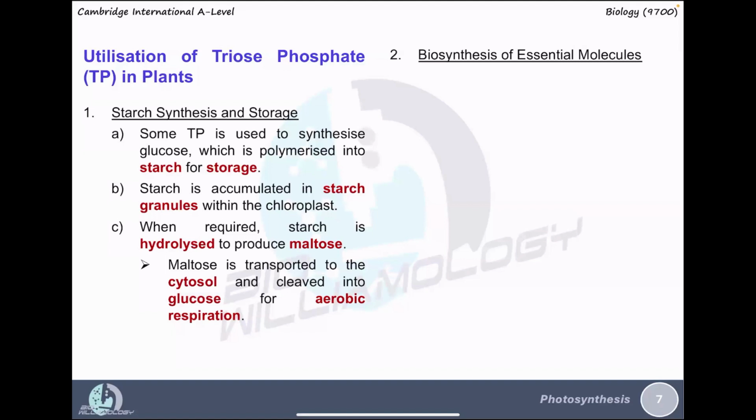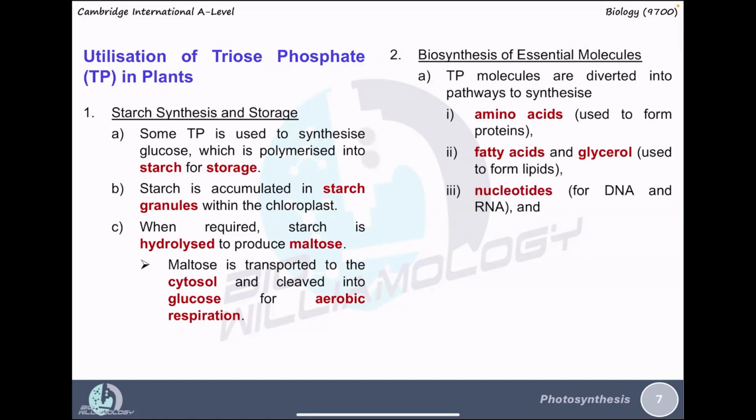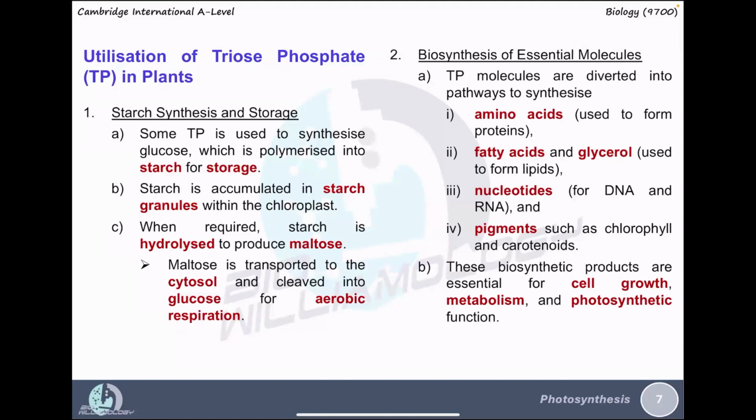And next, let us look at biosynthesis of essential molecules. TP molecules are diverted into pathways to synthesize, for example, amino acids to form protein, fatty acids and glycerol to form lipids, nucleotides to form DNA and RNA, as well as some other chemicals such as pigments, for example chlorophyll and carotenoids for photosynthesis. And these biosynthetic products are essential for self-growth, metabolism, as well as photosynthetic function.